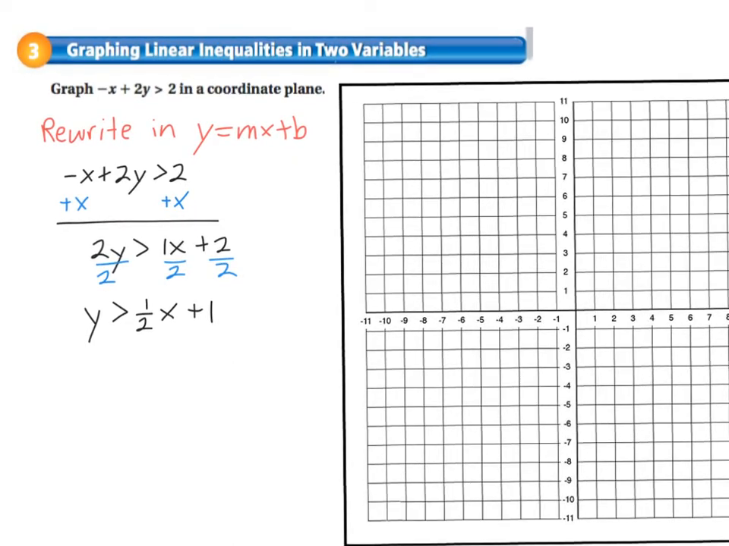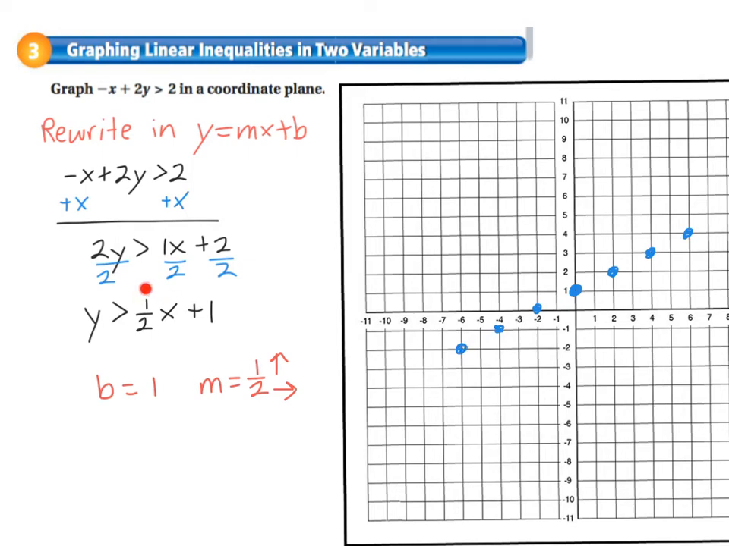So I look at this and I say, okay, my y-intercept, my b value is 1. So this is our starting point. So I find 1 on our y-axis and I put a point. Now, our slope is 1 over 2. Remember, this tells us rise over run, so it tells us to go up 1, right 2. And that tells us where our next coordinates are going to be. Or I can move backwards, down 1, left 2.